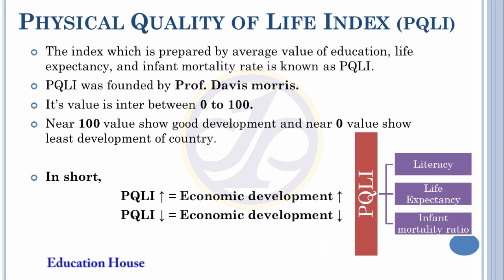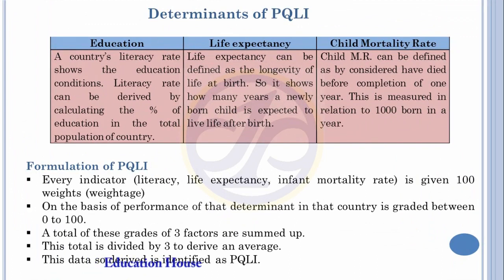If any country's score is nearer to 0, then the economic development is lower. And if it is nearer to 100, then the country's economic development is higher. In short, if PQLI is higher, then economic development is high. And if PQLI is lower, then the economic development of the country is lower. PQLI has 3 dimensions: education, life expectancy, and child mortality ratio.